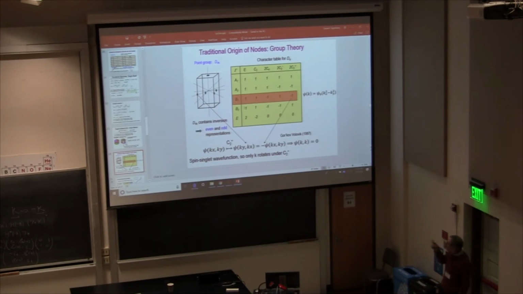Now what I'm going to apply is this twofold rotation symmetry. That's this symmetry here. It interchanges kx and ky, so these two get interchanged, and I've written out explicitly kx to ky. Because this is a spin singlet Cooper pair, spin singlet is unchanged under any rotation. The spin structure of this does not change.